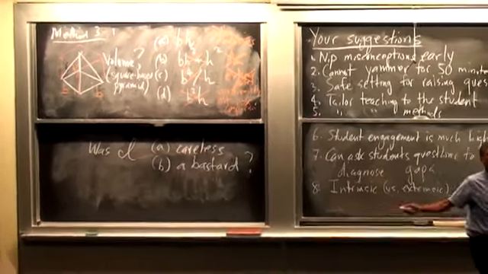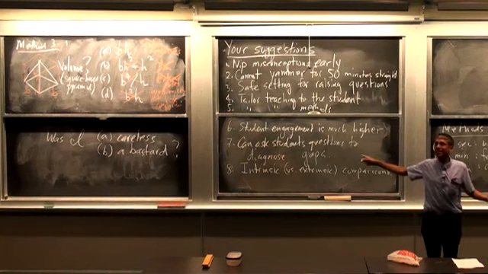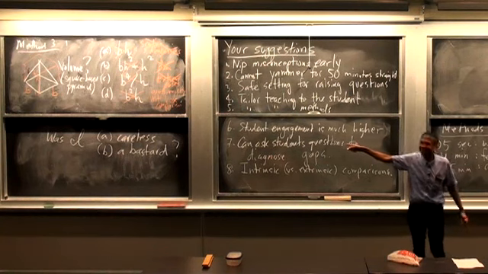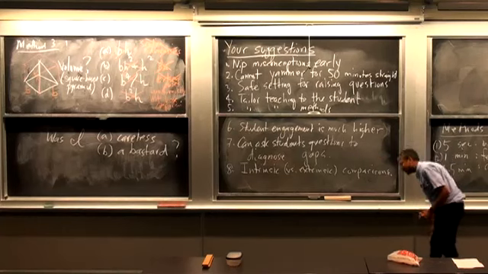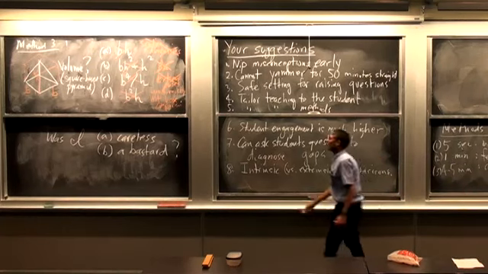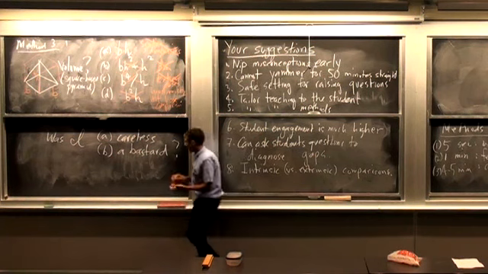Okay, so who votes for A? One of these is definitely correct. No votes for A? Who votes for B? Oh, I'm hurt. Well, B is in fact correct.